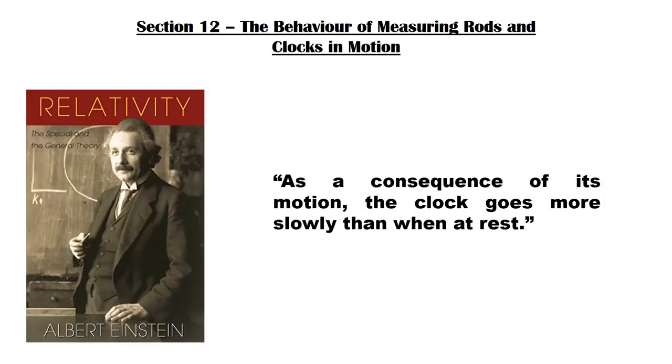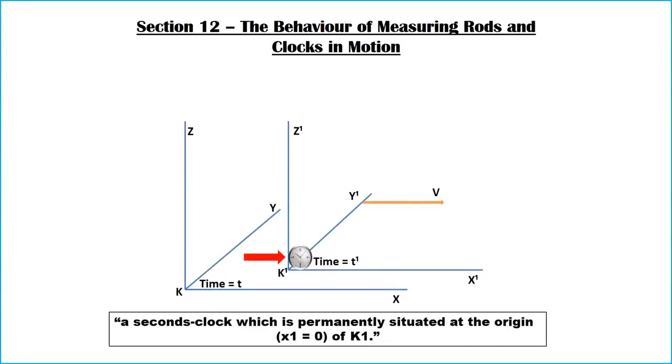In his book, he sets up a thought experiment to demonstrate this assertion. He asks us to imagine a clock which is permanently situated at the origin x1 equals 0 of k1, where k1 is a coordinate system moving at a velocity equal to v relative to the stationary coordinate system k.